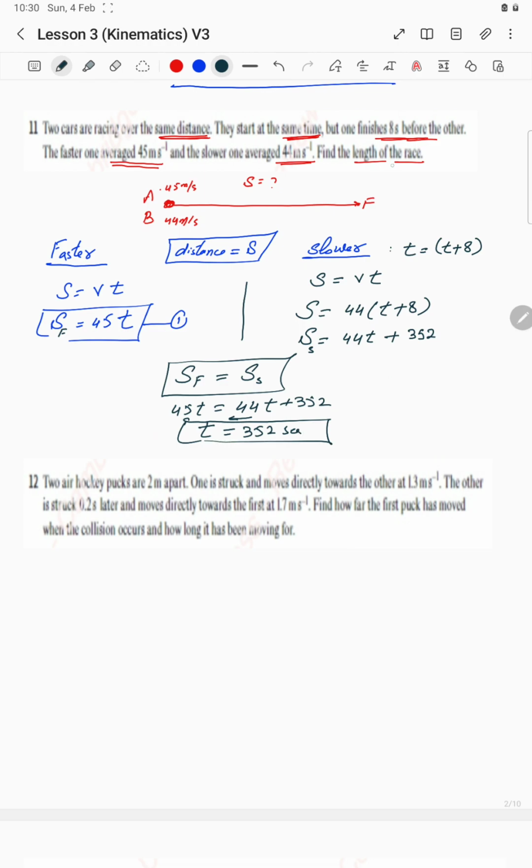But we are interested to find the length of the race. So S will be what? From any one equation. From the first, we can say S is equal to 45 times 352, which will give us the final answer. That will be calculated as 15,840 meter. This is the answer of this question. I hope it is clear.